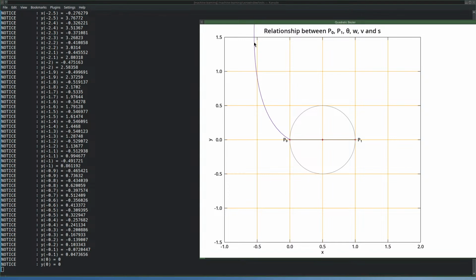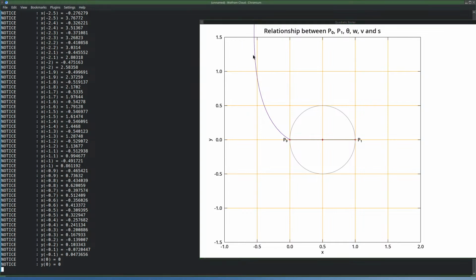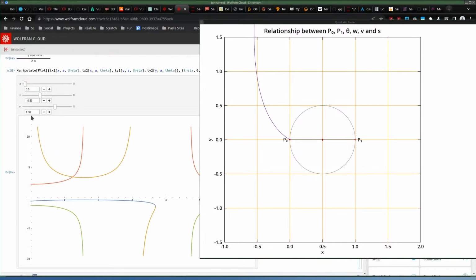So my point now should be a little bit less than a half and almost 1.5 for Y. A little bit less than a half for sure. 1.38. Yeah, I guess I didn't get my alpha exactly right. It's very sensitive at that point, of course.